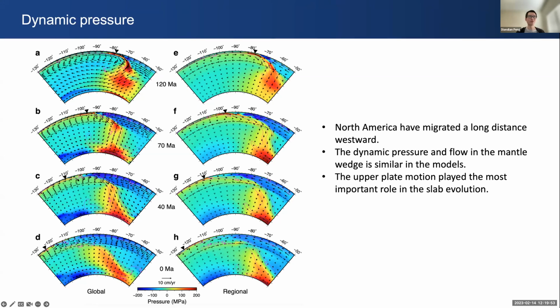For example, beneath the overriding plate, there's a mantle flow towards the trench, and this flow is consistent in the global and regional models. This is due to the imposed plate motion and the trench retreat. Also, this feature is imposed in both global and regional models. So the results are similar, and we suggest that the regional model can be safely used for the subduction beneath North America.